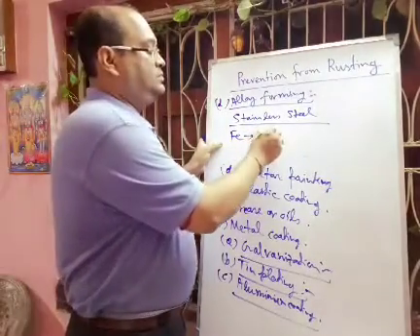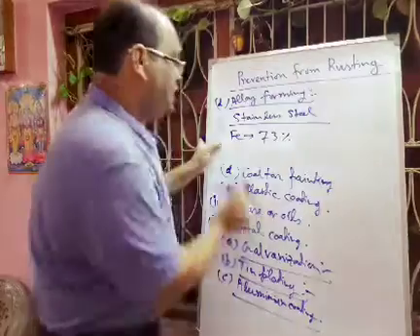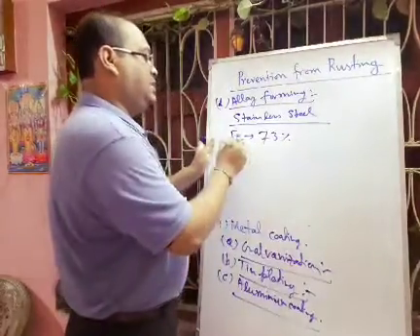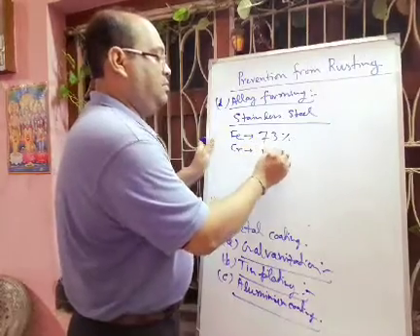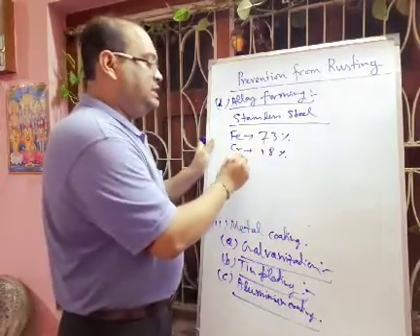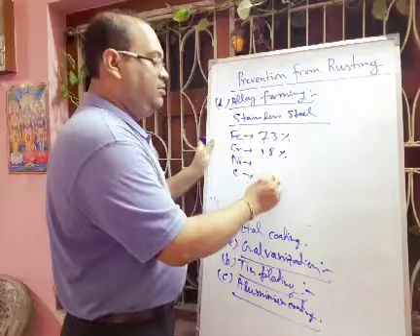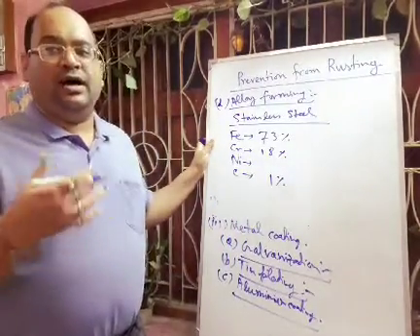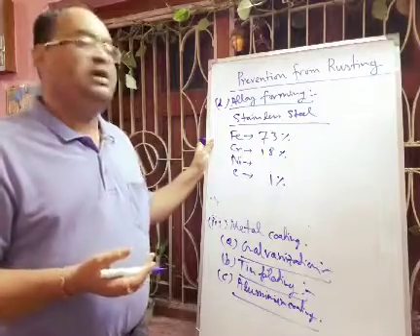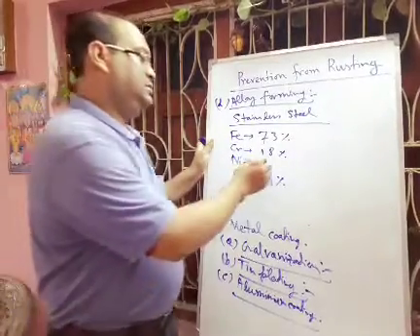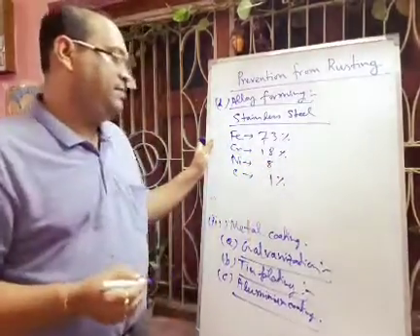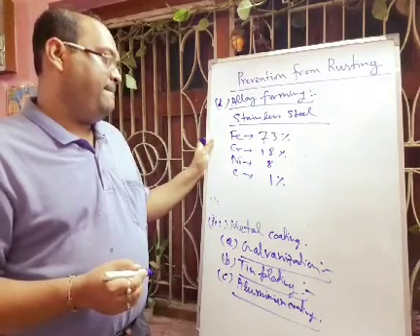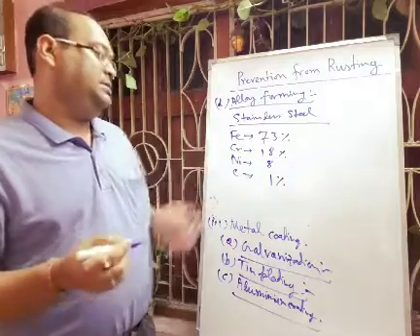Here chromium will be around 18%. Next, nickel is there and carbon is there. Carbon will be 1% and the rest will be the nickel. Nickel will be around, I think, 8%.